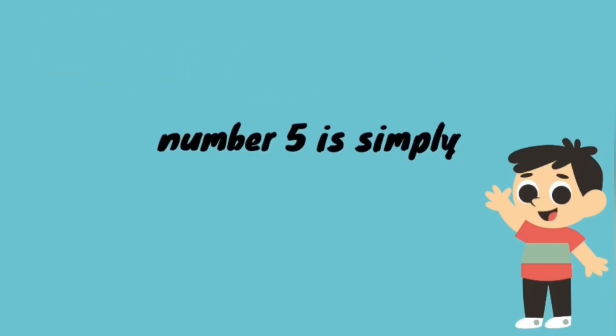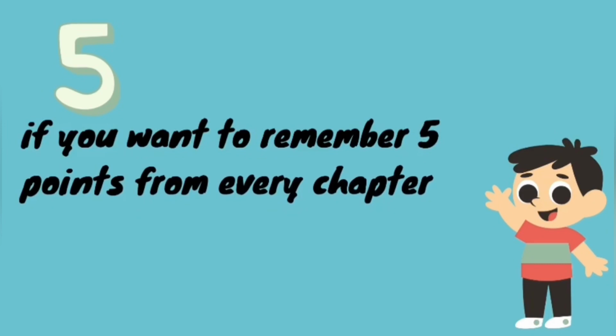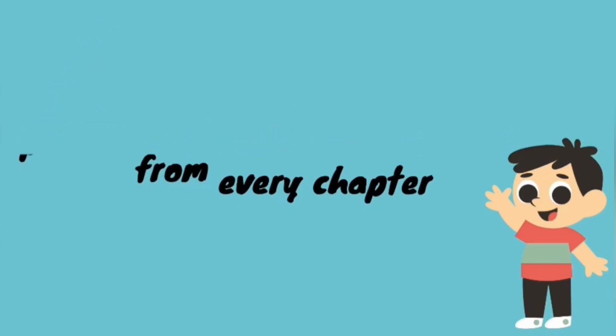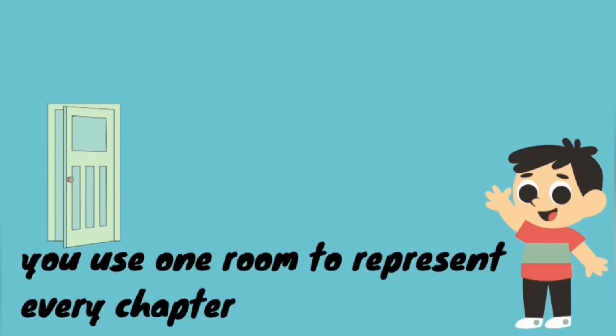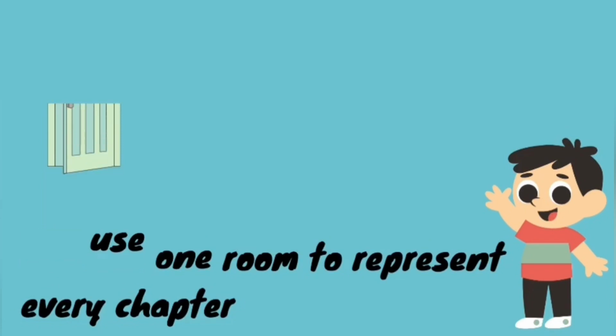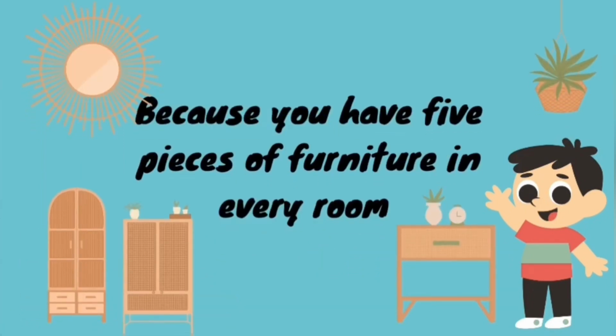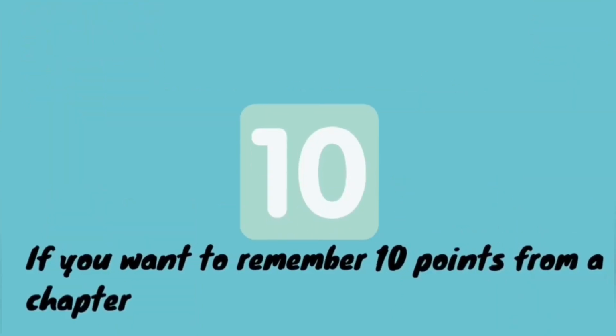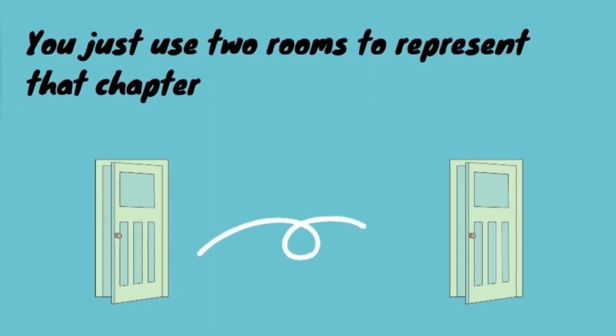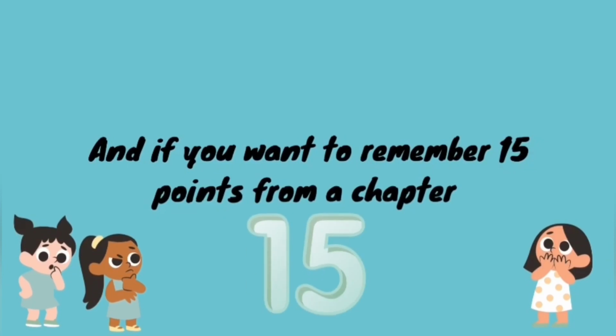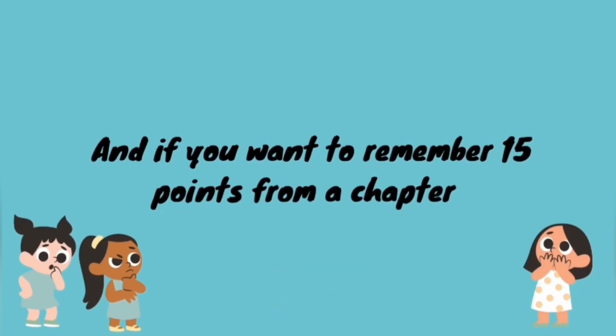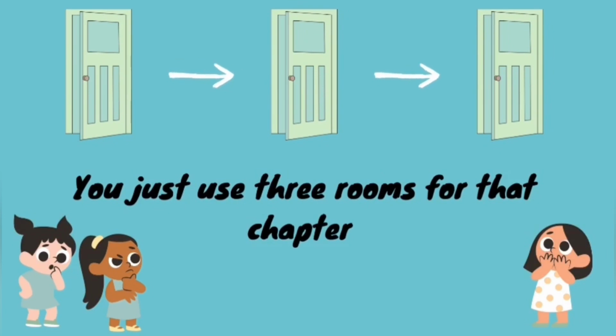Number 5 is simply, if you want to remember 5 points from every chapter, you use one room to represent every chapter because you have 5 pieces of furniture in every room. If you want to remember 10 points from a chapter, easy enough. You just use 2 rooms to represent that chapter. And if you want to remember 15 points from a chapter, you just use 3 rooms for that chapter.